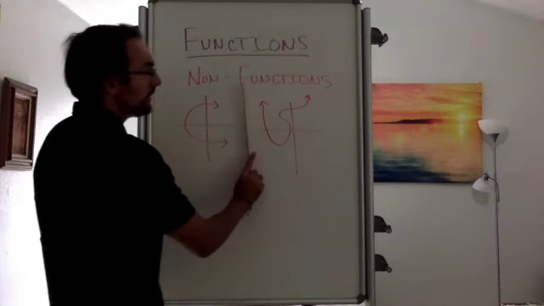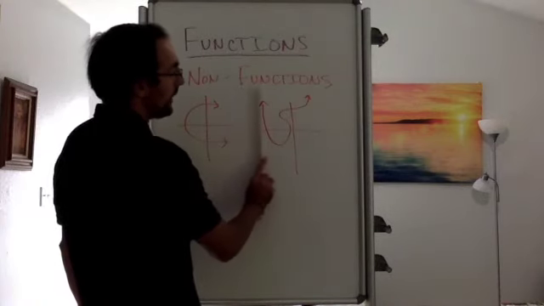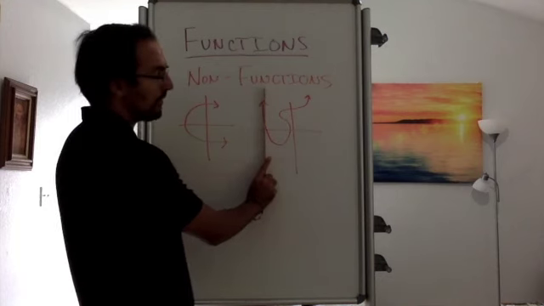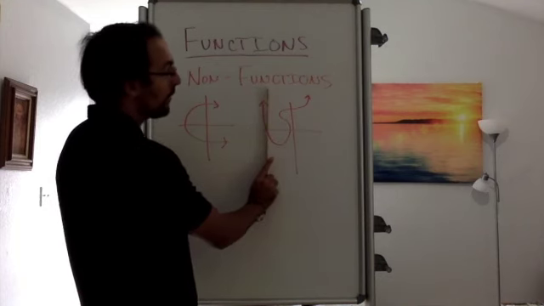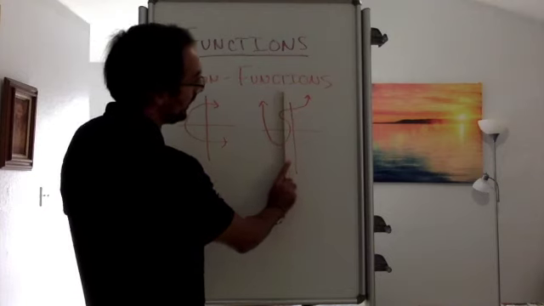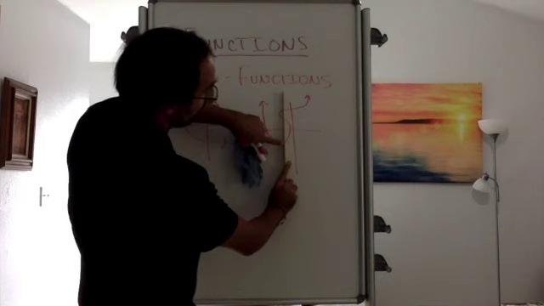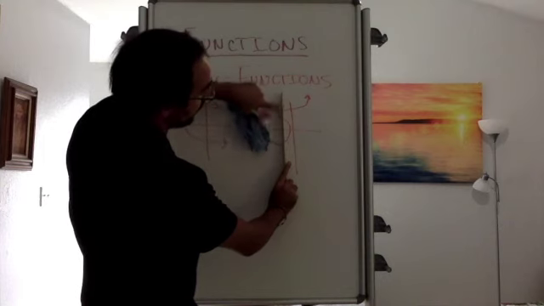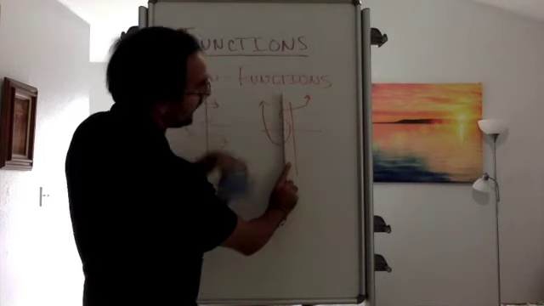Over here, if I'm starting to scan the graph from left to right, as I start out, it looks good, it looks promising. It looks like a function. But then, once I get to a certain point, let's say right here in between, now I can notice that it has 1, 2, 3 y values for this one x value.